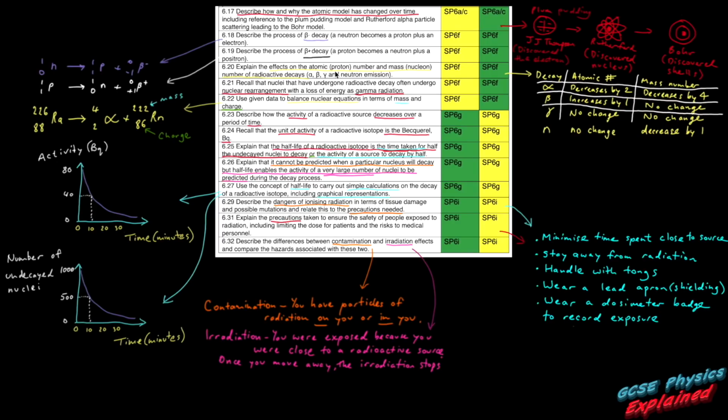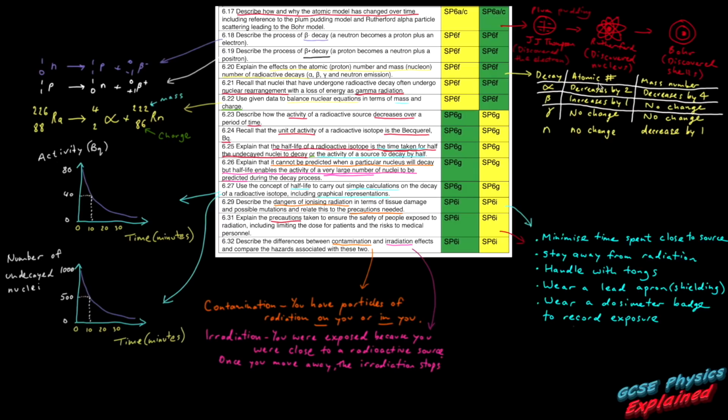Explain the effects on the atomic or proton number and mass or nucleon number of radioactive decays: alpha, beta, gamma and neutron emission. So if a radioactive nucleus decays and gives off alpha, the atomic number is going to decrease by 2. So remember, the atomic number is the bottom number. Alpha has 2 protons in, so that's why the atomic number decreases by 2, because the atomic number is the proton number. The mass number is going to decrease by 4 because an alpha is 2 protons and 2 neutrons. Each one of those particles has a mass of 1, so that's a mass of 4 in total.